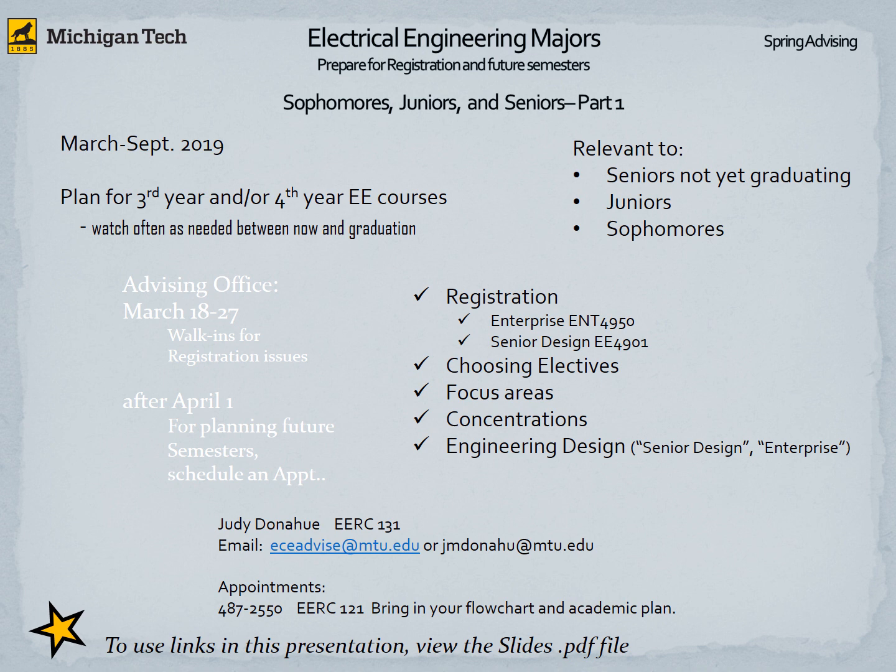This presentation is for EE majors getting ready to register in the junior and/or senior level ECE courses, that is, the third or fourth year courses on the flow chart. This is relevant to sophomores, juniors, and seniors not yet graduating. We'll cover the different types of elective courses, focus areas, concentrations, and the engineering design options.